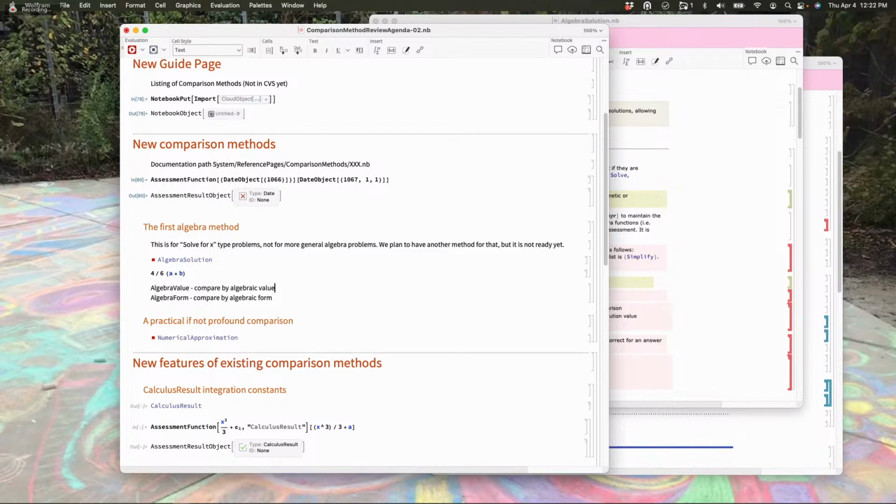So algebra form, x squared minus 1 and x plus 1 times x minus 1 would not be considered equal. Probably not, but we'd probably have all sorts of method options. If that's what we're calling it, then definitely not. Right. All right. Let's move on.